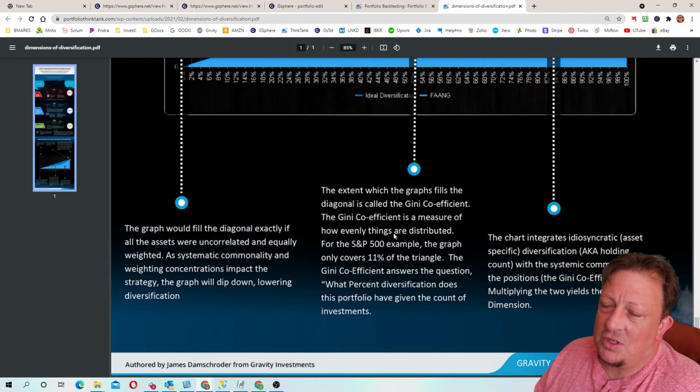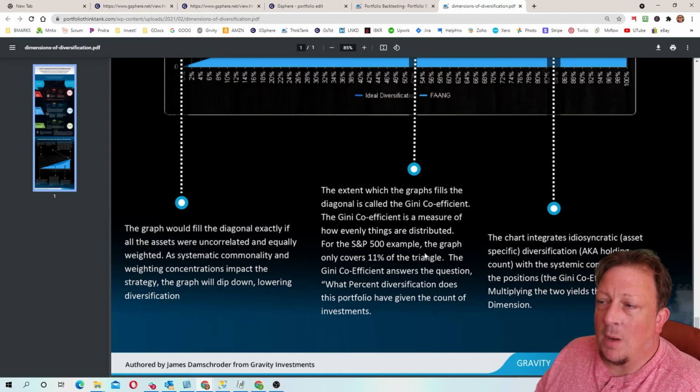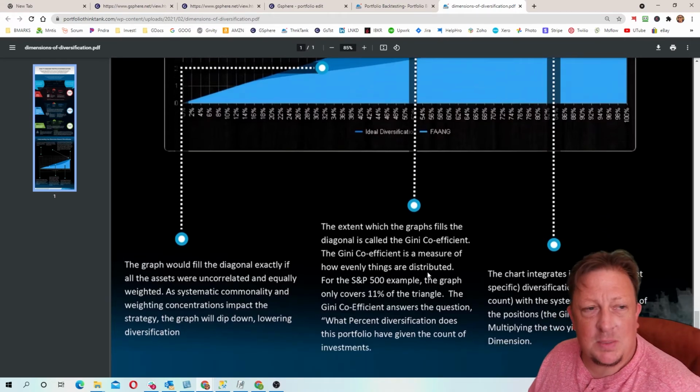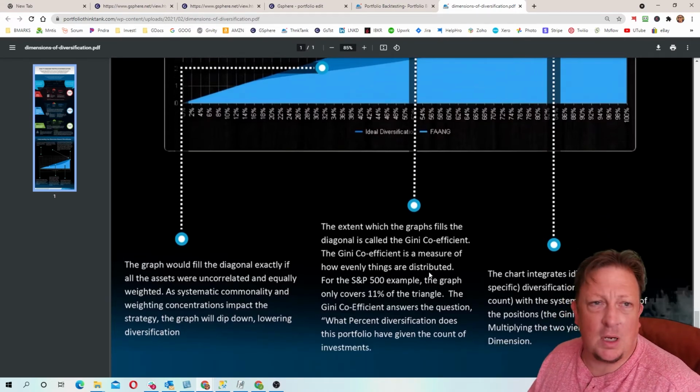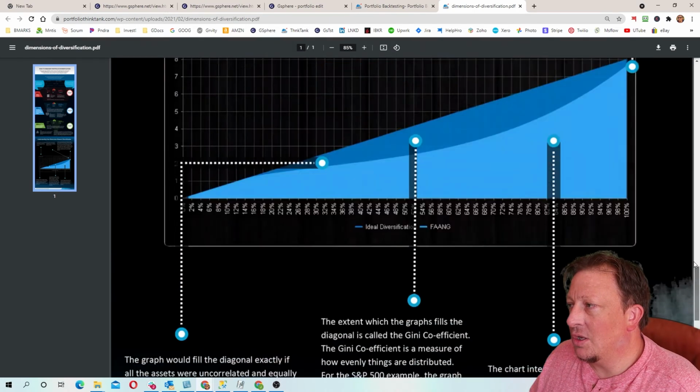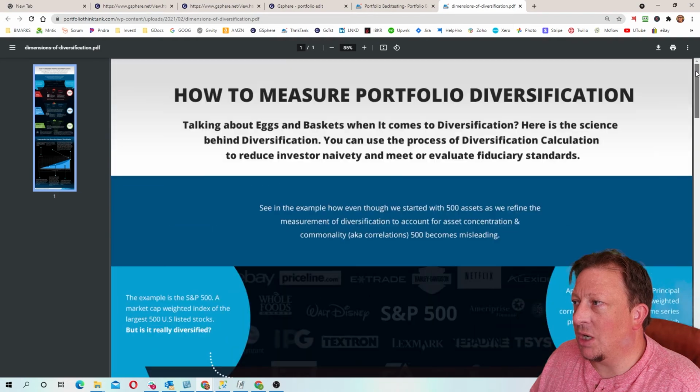The Gini coefficient answers the question, what percent of diversification does this portfolio have given the number of investments that I've made? All right, I'm going to jump out of this and I'm going to show you a couple examples.